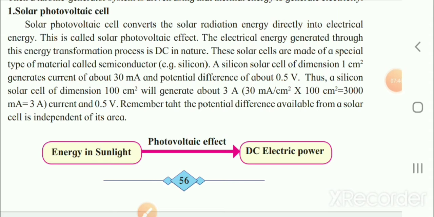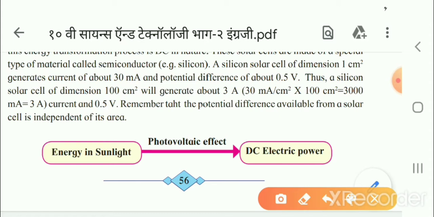Now children, we will see the solar photovoltaic cell. The solar photovoltaic cell converts the solar radiation directly into electrical energy. So we can see here how it converts the solar energy to electrical energy. This is called the solar photovoltaic effect. The electrical energy generated through this energy transformation process is DC in nature. So the current created is in the form of DC or direct current.